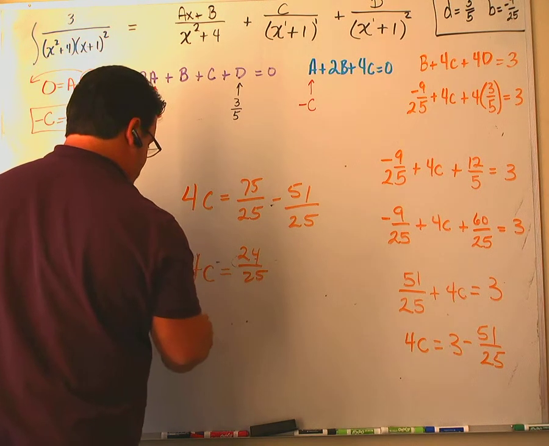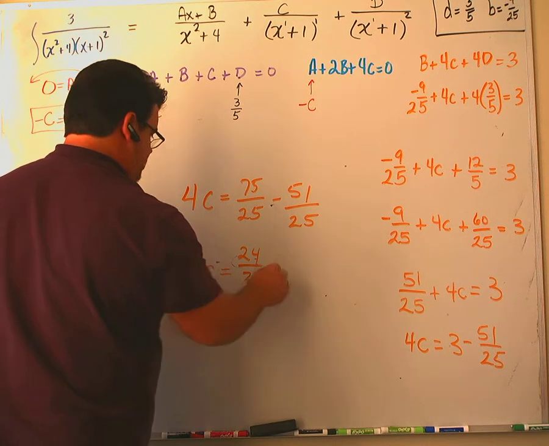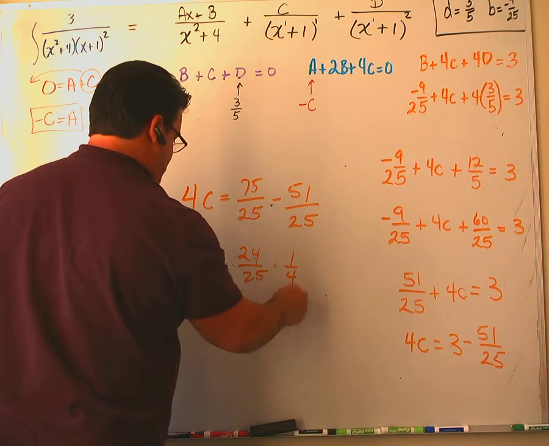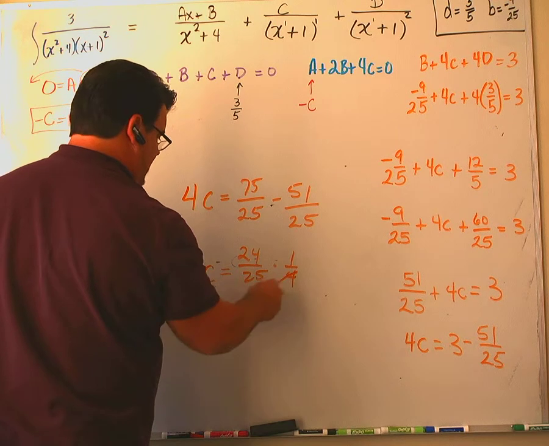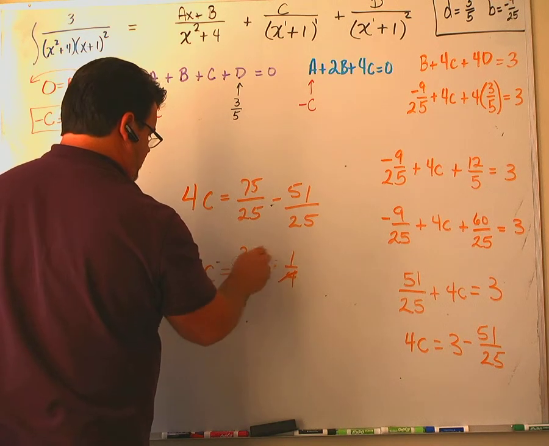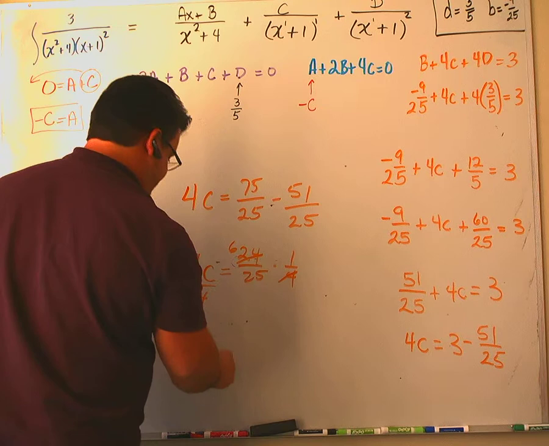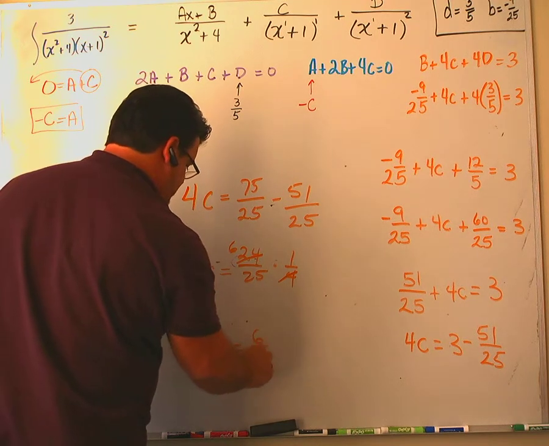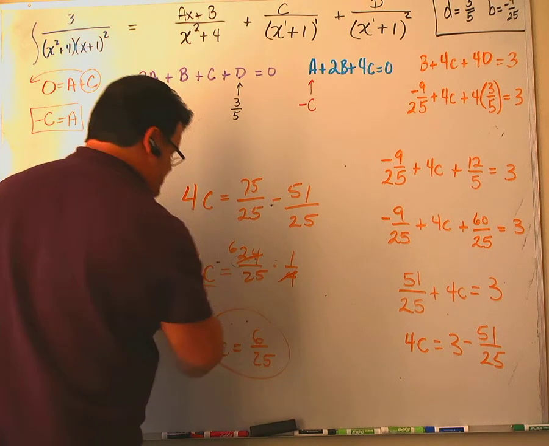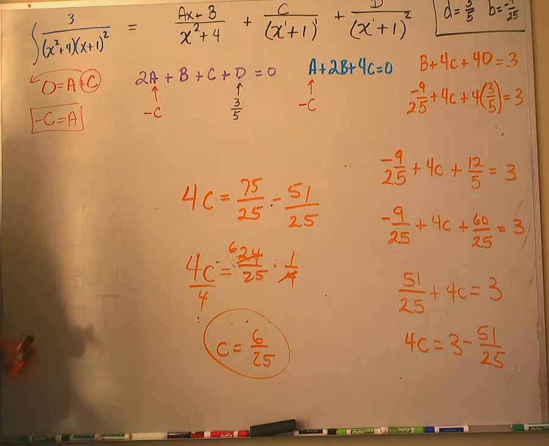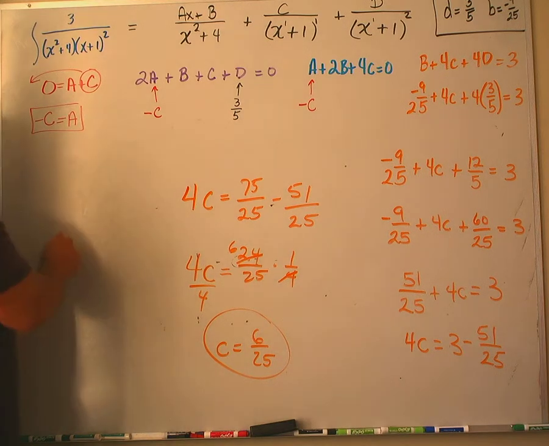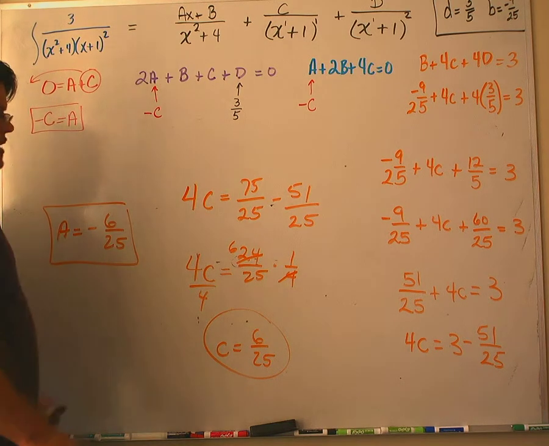And 4C, that'd be divided by 4, which is multiplied by 1/4. The 4 will go into 24 six times, so C is equal to 6 over 25. If C is equal to 6 over 25, then A is going to be the negative of C, which would be negative 6/25. So A is equal to negative 6/25. And that should be your answer.